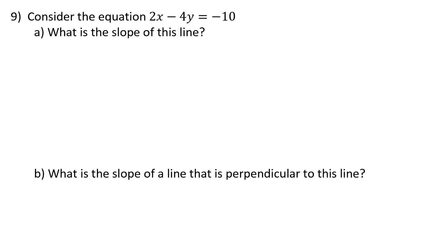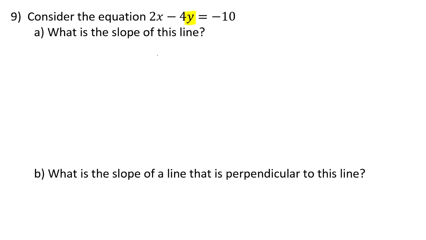So number 9 says, consider the equation 2x minus 4y equals negative 10, and what is the slope of that line? Well, we did a problem earlier where we had to solve an equation for y, and if I was to solve this for y, I'd more than likely end up getting this equation in slope-intercept form. So that's what I'm going to do.